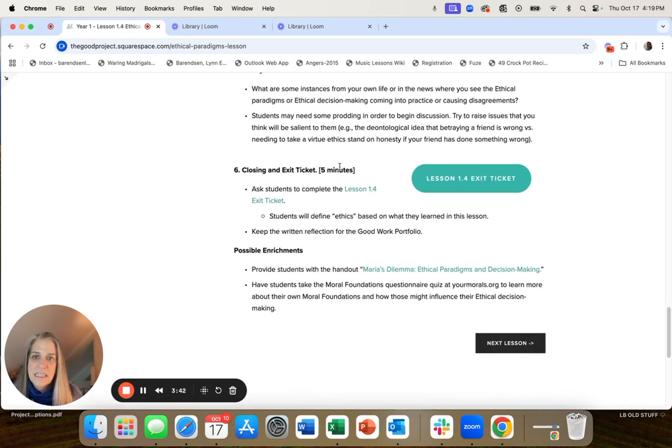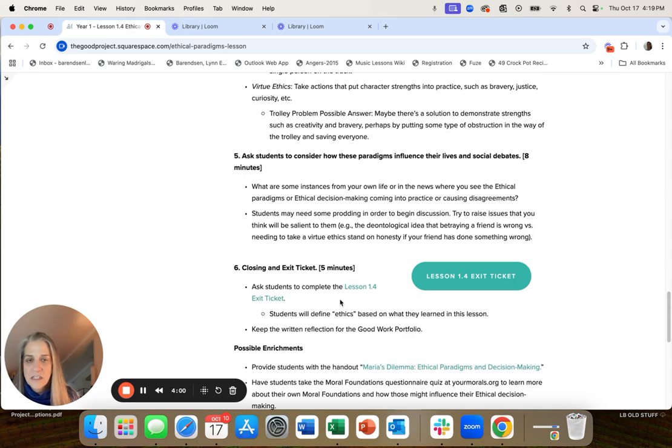And then finally, the exit ticket is to think about how they define ethics based on what they learned during this lesson. So possible enrichments would be this dilemma. And then we also have the Moral Foundations questionnaire quiz, and here's the link to that, to learn more about their own moral foundations.